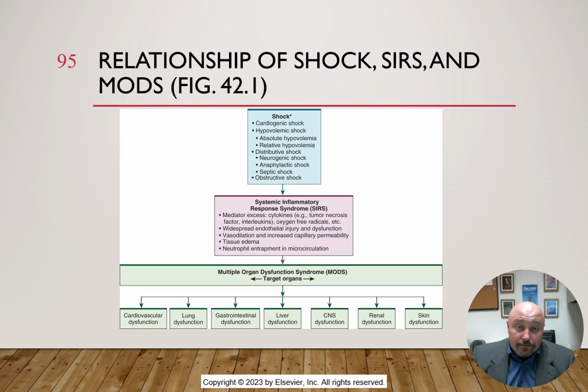Below we have figure 42.1 from the textbook, which shows the relationship of shock, SIRS, and MODS on the central nervous system. In this case, after the shock, it moves on to SIRS. And then finally, we end up with multiple organ dysfunction syndrome, as we have dysfunction of everywhere from the cardiovascular, lungs, or GI tract to the liver, central nervous system, renal dysfunction, or skin dysfunction.